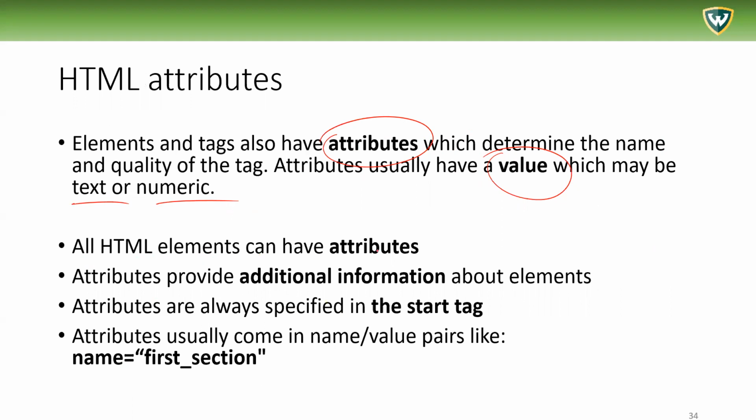All HTML elements can have attributes. Attributes provide additional information about the element. Attributes are always specified in the start tag, not the end tag. Attributes usually come in name-value pairs like this. Name equals attribute, name equals first section. So this is the attribute here, name, and then this is the value. Notice that a text value is usually going to be in quotes.